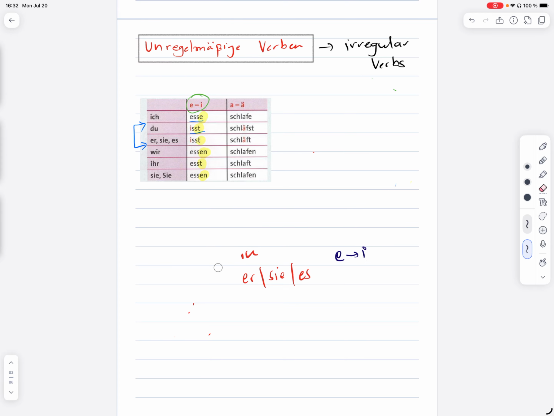So in German, you say like e is pronounced as e and i is pronounced as i. So that's why it is essen, and then essen goes to isst, right? For the du and er, sie, es case.